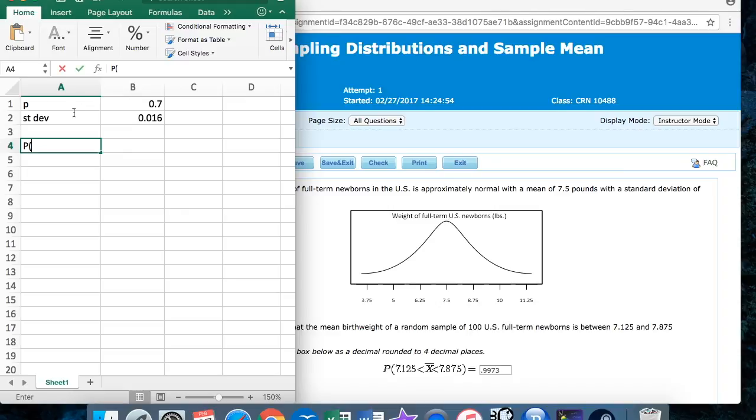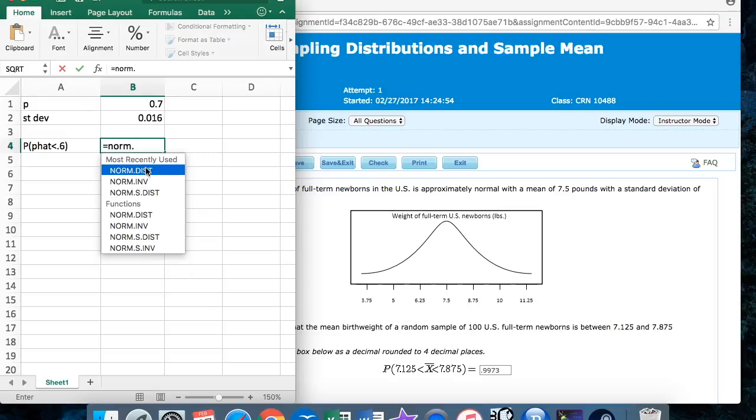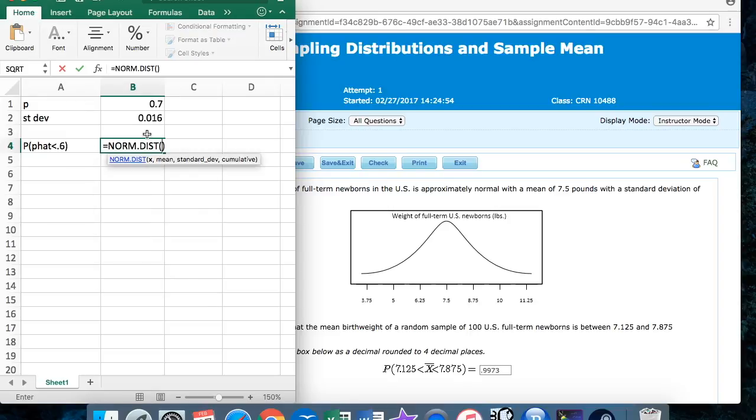If you want to find the probability that some p hat is less than, let's just say, 0.6, you don't have to change this into a z-score if you don't want to. You can just use norm.dist. When I was doing the standardizing, I was using p as the mean and the standard deviation as your standard deviation. So just do that instead.